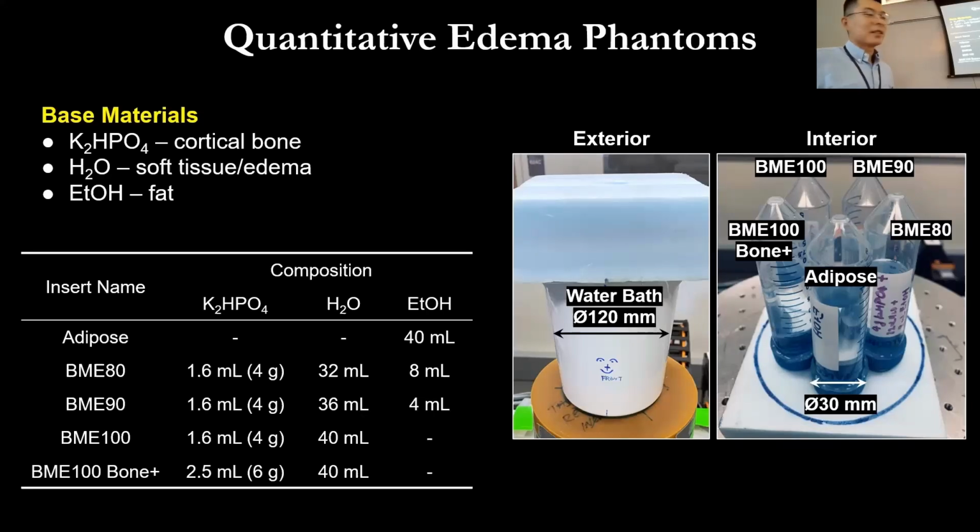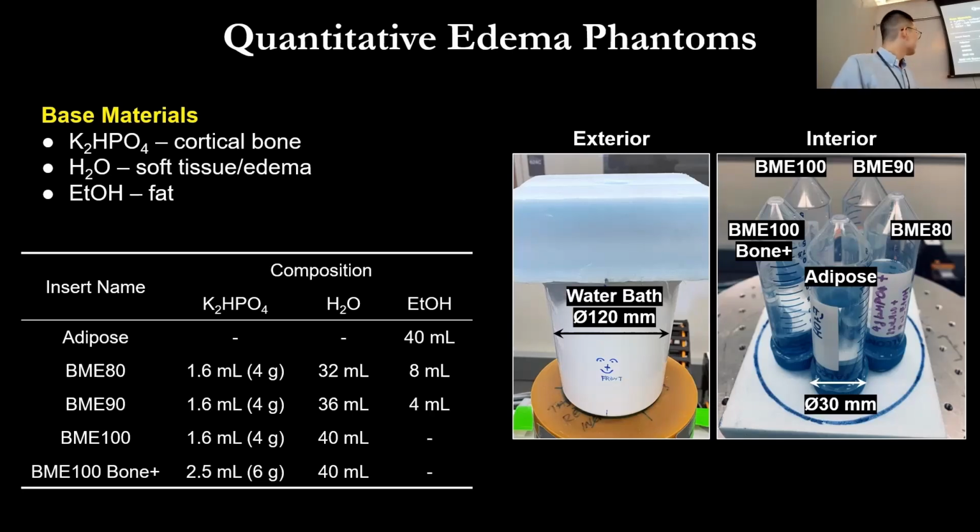The first insert is called adipose. It's purely fat, so we put only ethanol in there. And then the next 3 inserts we call BME 80 to 100. This number represents the percentage of water or BME, the edema, inside of the solutions. The way we created this is we fix the bone to be a constant value, and we increase the water and decrease the fat. So that will give us a gradient of edema in this phantom.